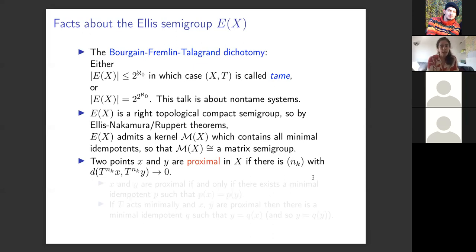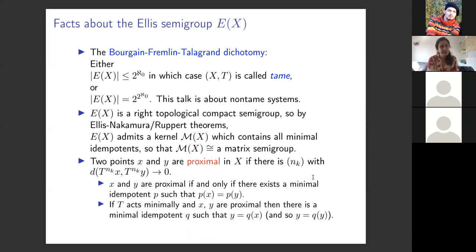All right, so the Ellis semigroup captures this dynamic property really nicely. It says that X and Y are proximal if and only if you can find a minimal idempotent, a function P which projects, so that P of X equals P of Y. Another thing is that if T acts minimally, and today our transformations always act minimally, that's the shift, and if X and Y are proximal, then you can find a minimal idempotent which sends X to Y and fixes Y. So this will come back to proximality in a little while.